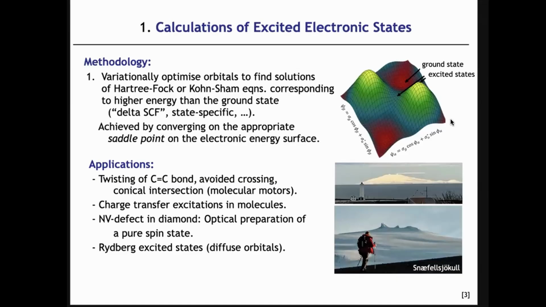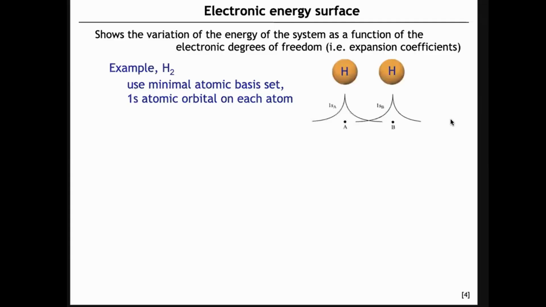Now, a condensed matter application would be the nitrogen vacancy defect in diamond, which can be prepared in a pure spin state in an optical way, and then Rydberg excited states. Okay, so let's take an example. Let's just take the simplest example.